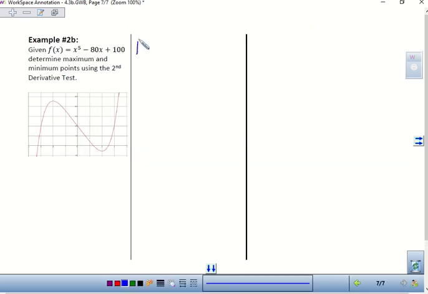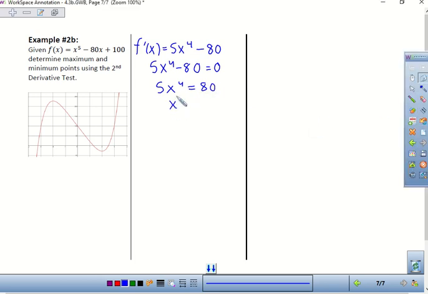All right, next one, we're going to just take the derivative: 5x to the 4th minus 80. We're going to set that equal to 0 and solve for x, divide by 5. And then what number could I put to the 4th power that would give me 16? 2. And also what? Negative 2. Exactly, because it's an even exponent.